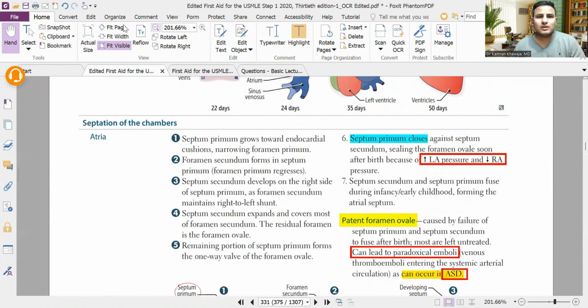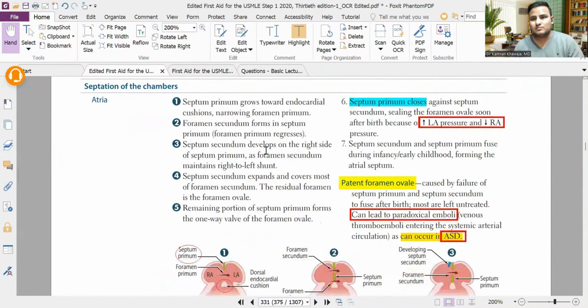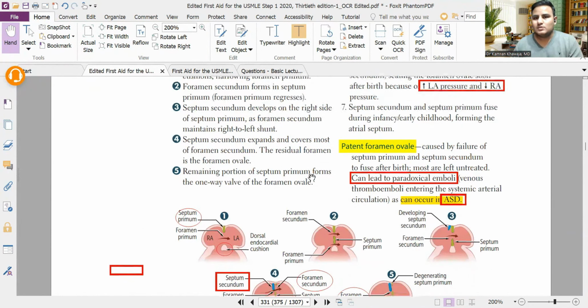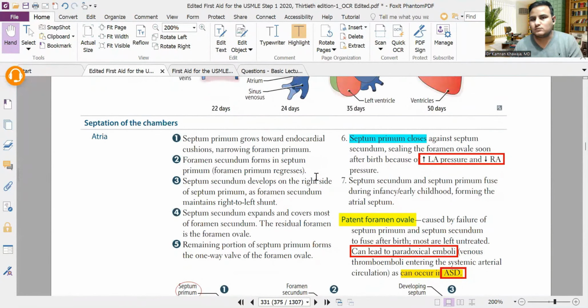So what are the important MCQs that will come in your exams? Why did I tell you these hectic concepts? The concept is very important because it is related to interatrial septal defect. It is related to the foramen ovale, patent foramen ovale defect. Okay, next question, point number 6, very important from an exam point of view.